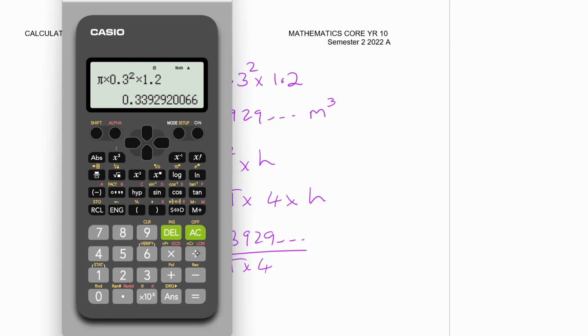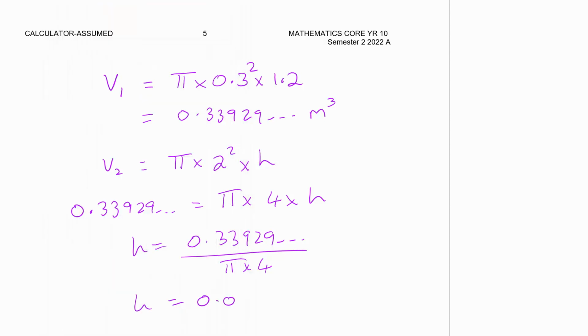So just the last answer, divided by pi times 4, gives us 0.027. And that would be in meters.